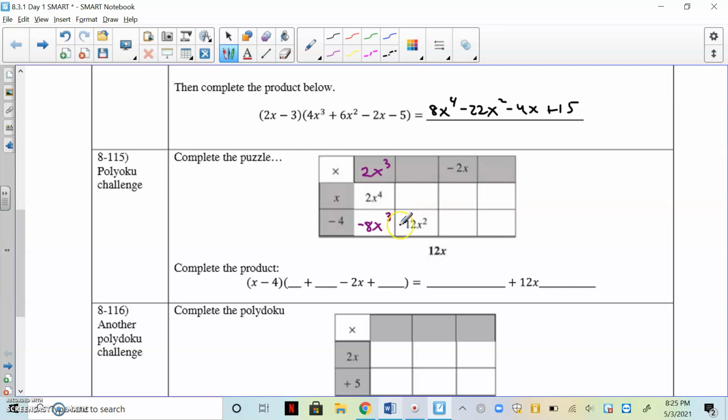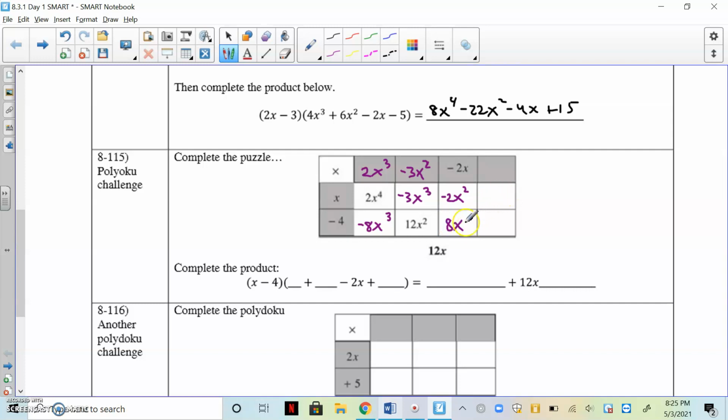Then we have a 12x squared here, so we can use that to figure out this gray box. So we're like, okay, negative 4 times what equals 12x squared? Hopefully you would realize it's negative 3x squared. Okay. And then once we know that, we can figure out this white one. x times negative 3x squared is negative 3x cubed. Negative 2x times x is negative 2x squared. Negative 2x times negative 4 is 8x.